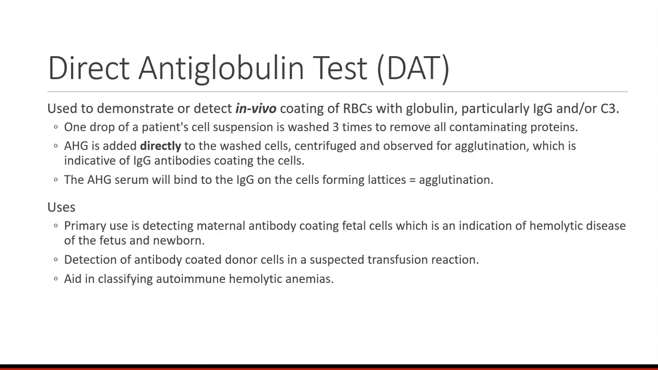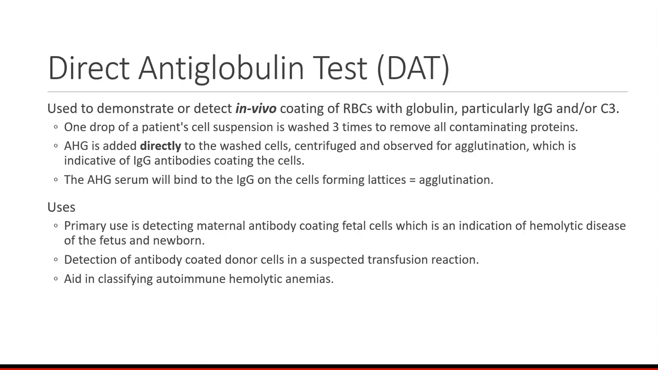The primary use is detecting maternal antibody coating fetal cells, which is an indication of hemolytic disease of the fetus and newborn. So one of the most common tests done on cord blood, the cord blood comes from the baby, is to take a drop, wash it 3 times, and determine if IgG is coating the baby's cells. If this is occurring, it could indicate increased destruction of the baby's red cells.